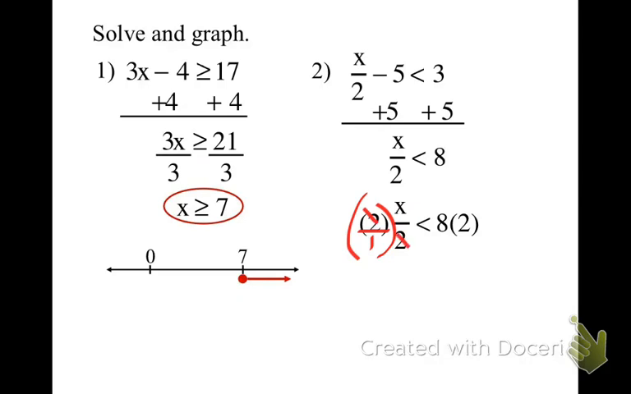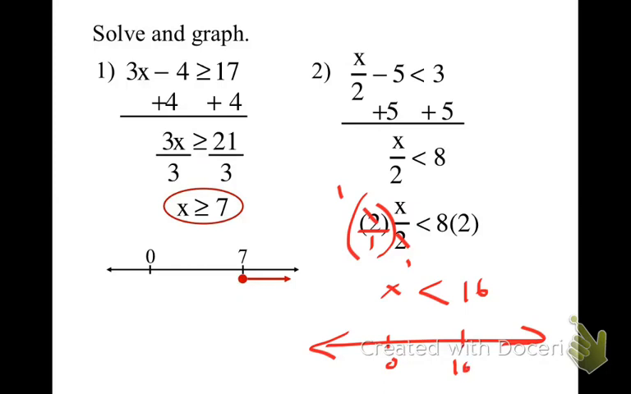When it's lined up with the numerator, you can cross cancel, and you are left with 1x over 1, which is just x is less than 16. And then we create our number line. We have to read from our variable. Since our variable is on the left, we need 0 and we need 16.